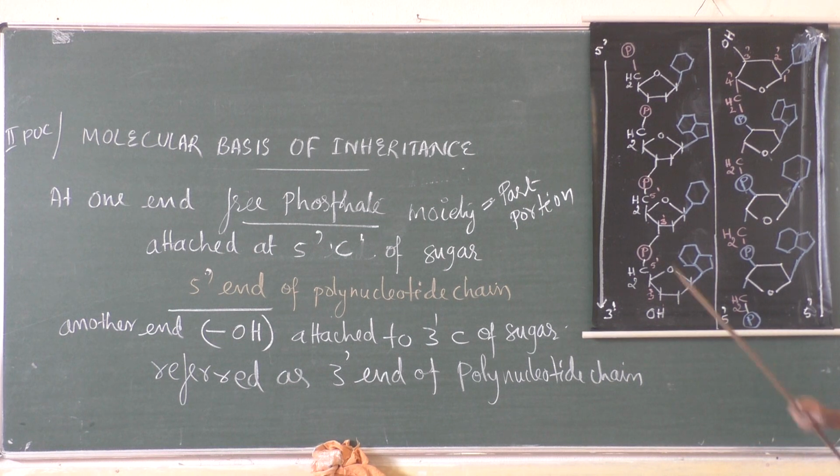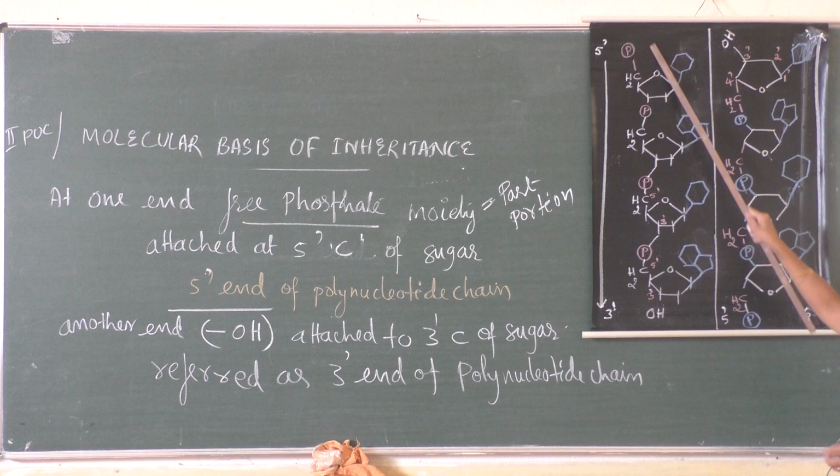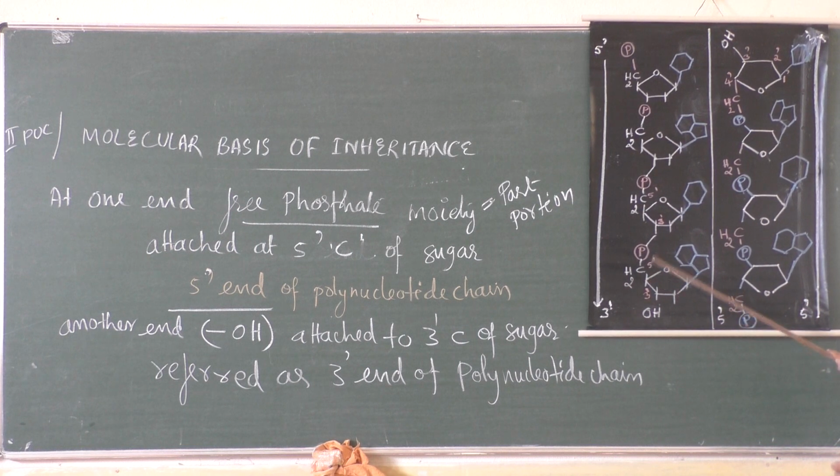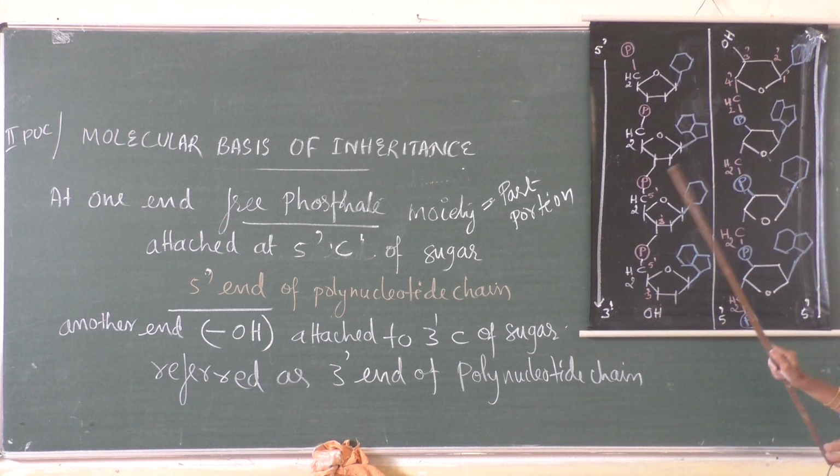So a chain is always with two ends, 5 prime end and 3 prime end. This is the 5 prime end, this is the 3 prime end. Here you can't see OH because OH comes only here. So always at the top it is a phosphate, so this is 5 prime. When you come here, this is 3 prime. 1, 2, 3 prime, 4, and this carbon is 5 prime. One end is 5 prime, another end is 3 prime.